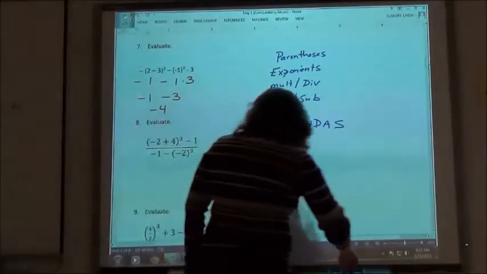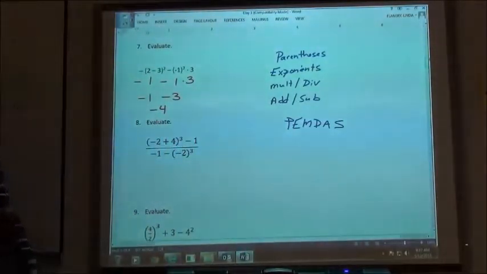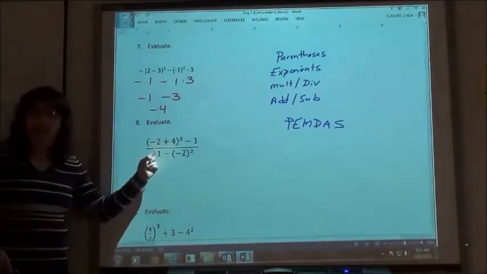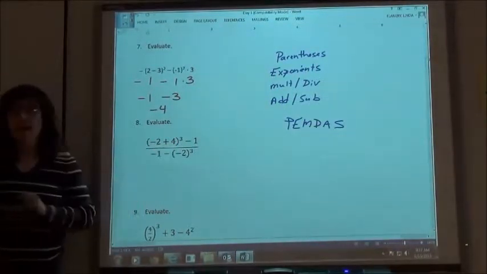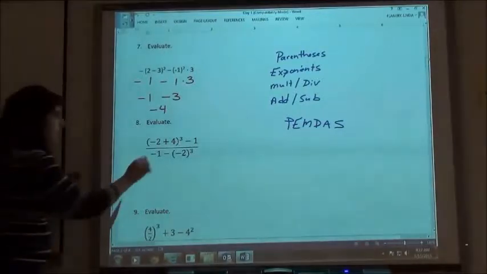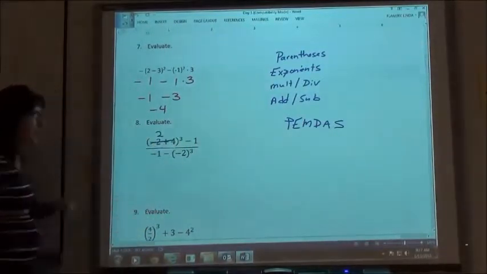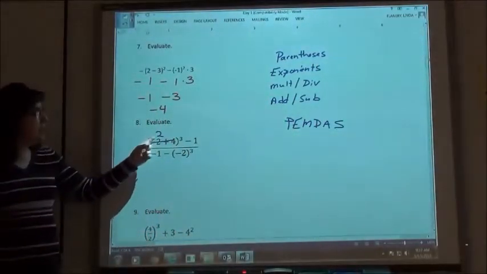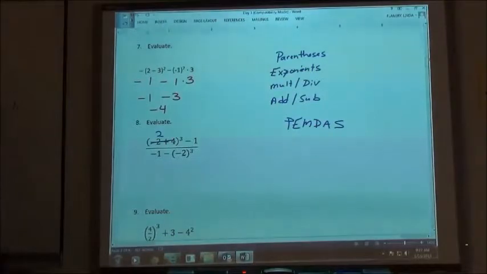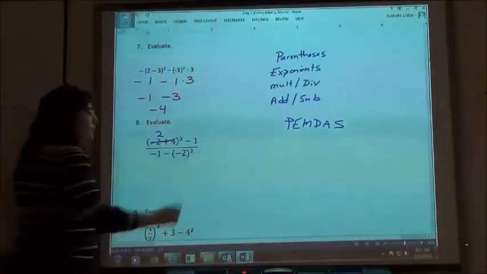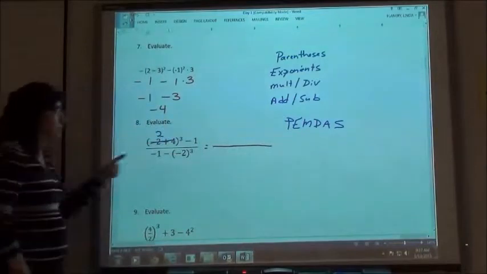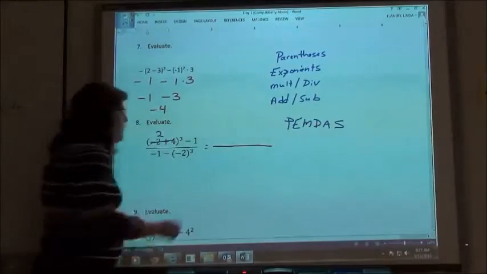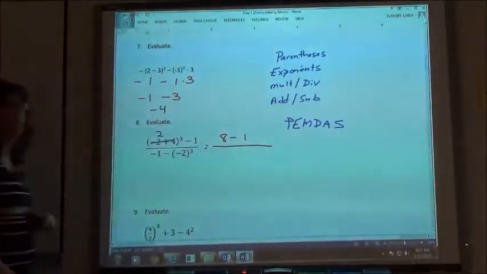So number 8, if I'm following my order of operations, I'm going to do inside the parentheses first. Right here I have an operation I can do. -2 plus 4 is 2. So this becomes 2. Next thing I do is my exponents. So on the top I have 2 to the 3rd power. 2 to the 3rd power is 8. So on the top of that fraction, I'm going to have 8 minus 1, right?